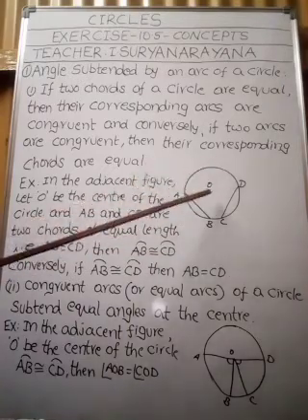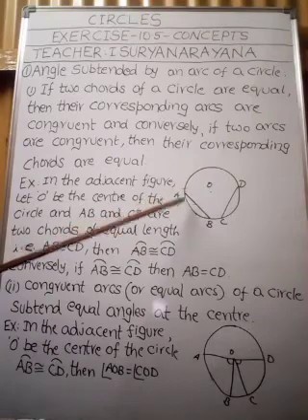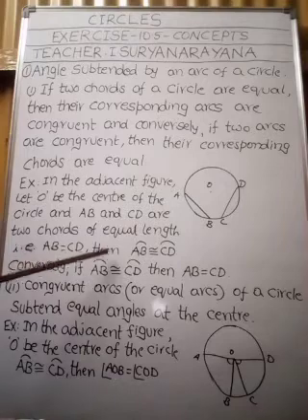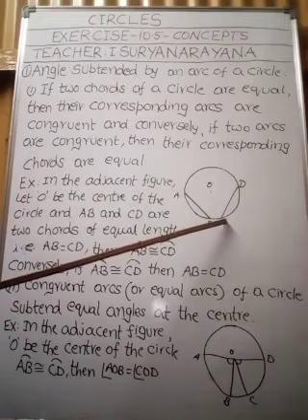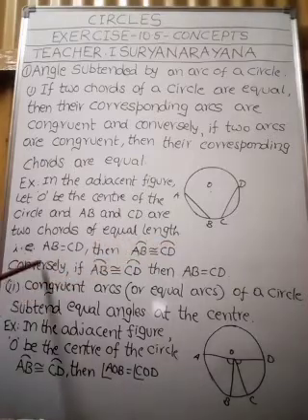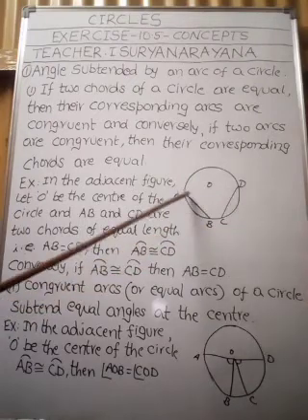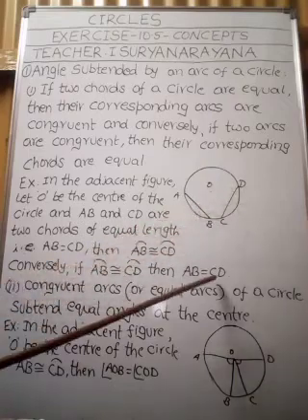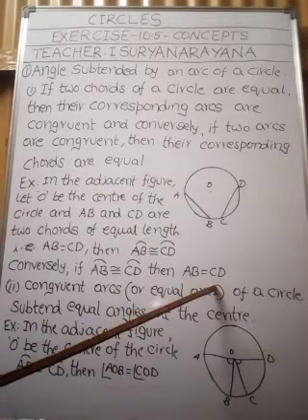Observe this figure. In this figure, let O be the center of the circle. AB is a chord and CD is another chord of this circle. And these two chords are of equal length. Okay, my children. Then we say that arc AB is congruent to arc CD. Okay, my children. Understood this point? Conversely, if arc AB is congruent to arc CD, then the corresponding chord AB is equal to chord CD. Length of the chord AB is equal to length of the chord CD. Is this point clear, my children?